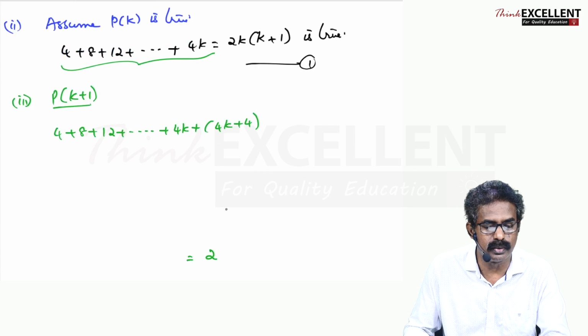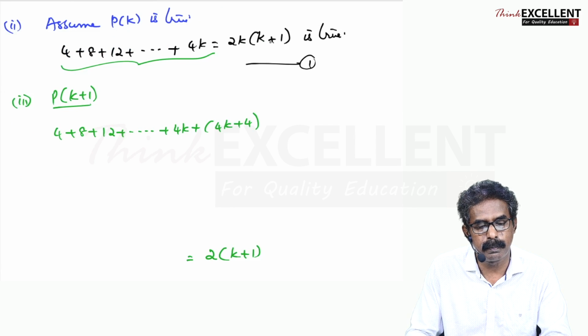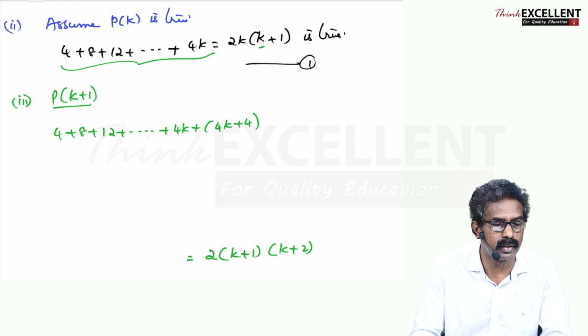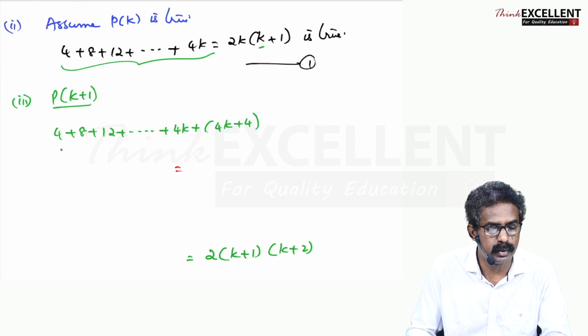And what answer you are supposed to get? So 2 into, instead of k, you have to get k plus 1. Next one is k plus 1, right? Instead of k, you have to get k plus 1. K plus 1 plus 1. It is k plus 2. This is the answer you are supposed to get. Now let us see whether you are getting this or not. Up to this, we have assumed the answer as 2k into k plus 1. One extra term, what is that?